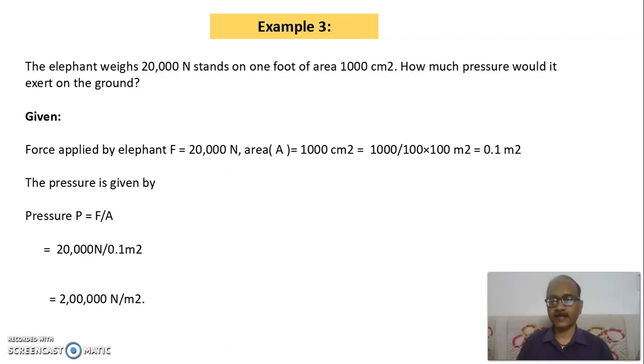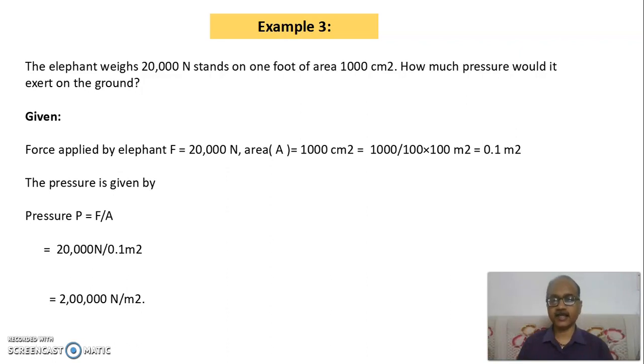You see, when the elephant is standing on 1 foot and the area of the foot is given as 1000 centimeter square, first of all, the area has to be converted into meter square. The weight is given as 20,000 newton. That means it is force. Weight means mass into gravitation, but here it simply means the force. Weight is the force by which earth attracts every object.